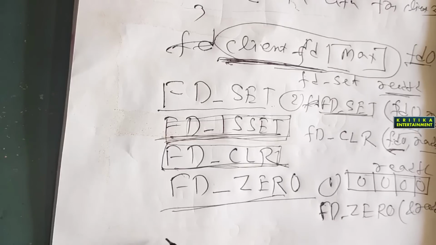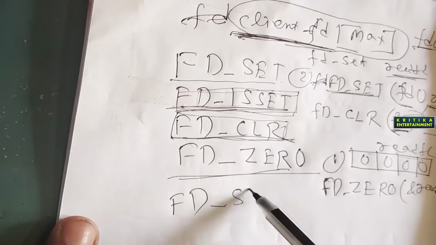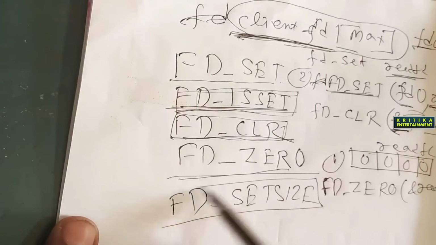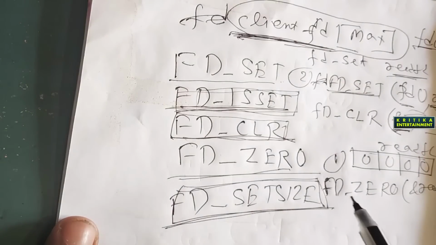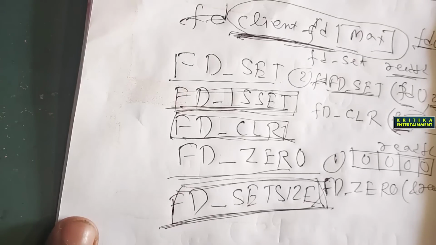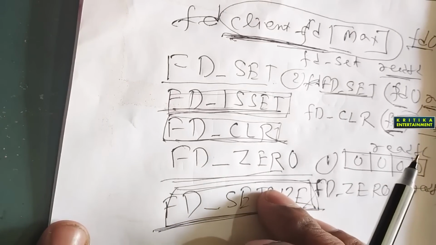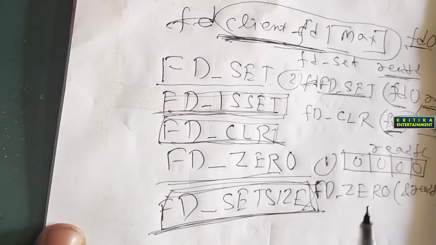Another is FD_SETSIZE. What is this function? If you don't know how many FDs there are, you can use FD_SETSIZE. It will return the number of FDs on the server. It will count automatically and display. So now I'll tell you the logic of how to connect multiple clients to the single server. So what is the logic?